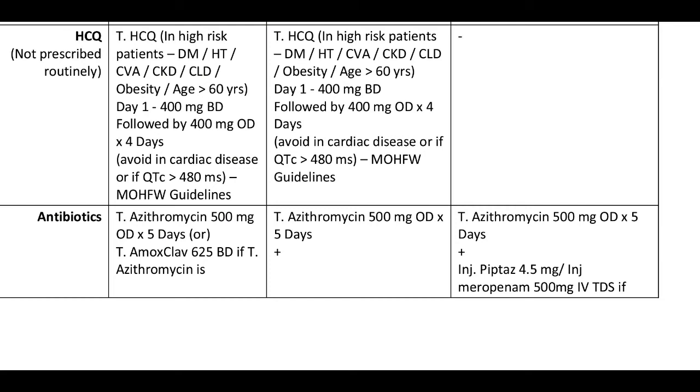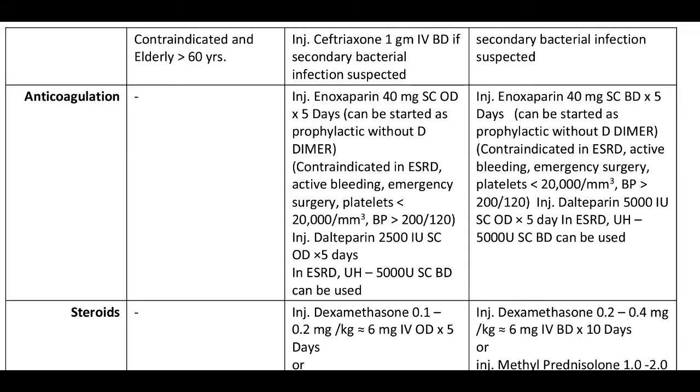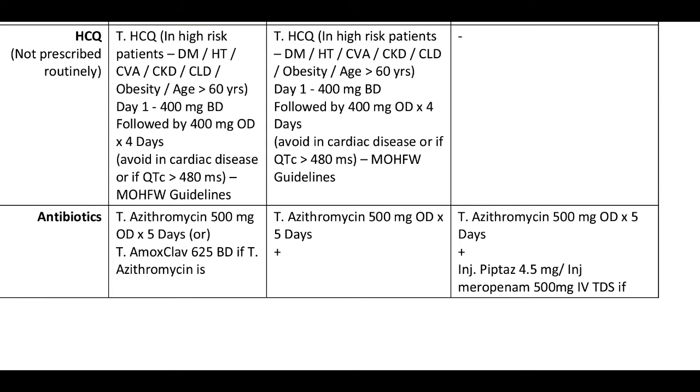Next is antibiotics. Tablet azithromycin 500 mg once daily is given for 5 days in all 3 diseases. In mild disease, if the patient is allergic or contraindicated to tablet azithromycin, we give tablet amoxicillin clavulanic acid 625 mg twice daily. In moderate disease, we give injection ceftriaxone 1 gram IV BD. In severe disease, in addition to tablet azithromycin, we give injection Pip-Taz, that is piperacillin tazobactam 4.5 mg, or injection meropenem 500 mg IV 3 times daily.